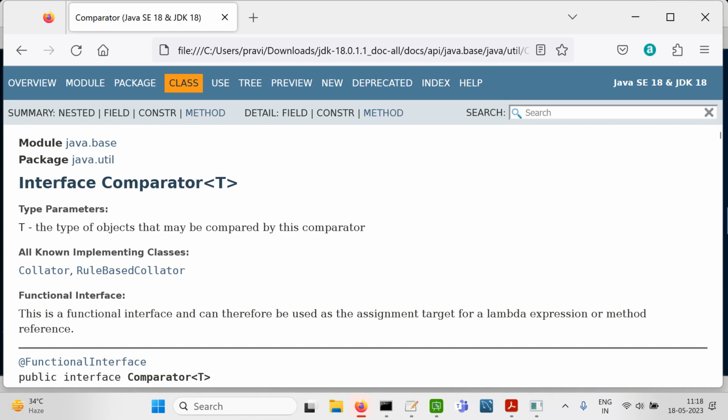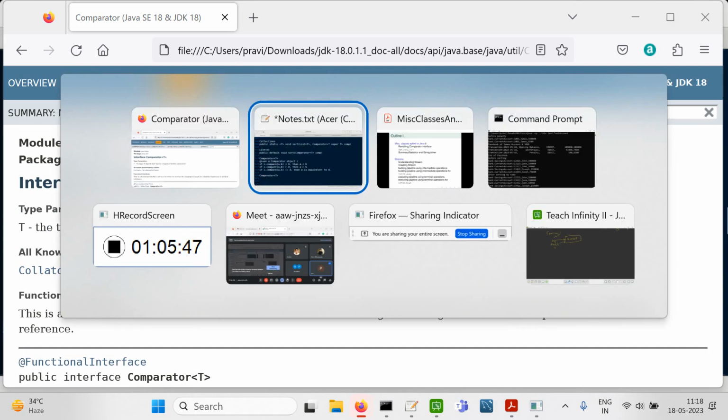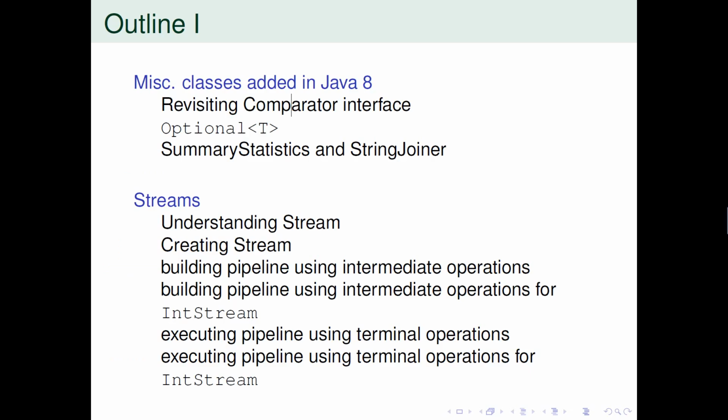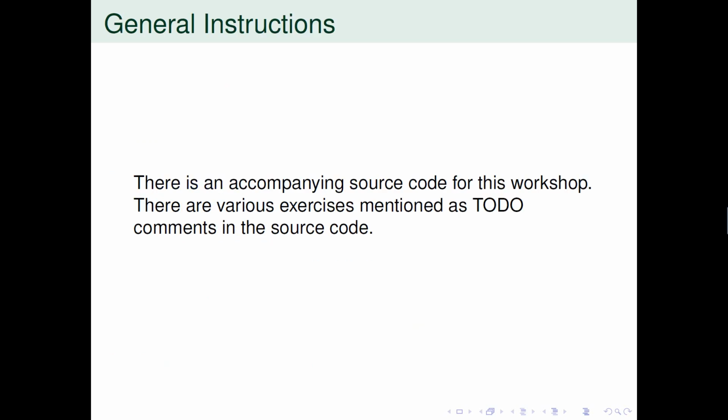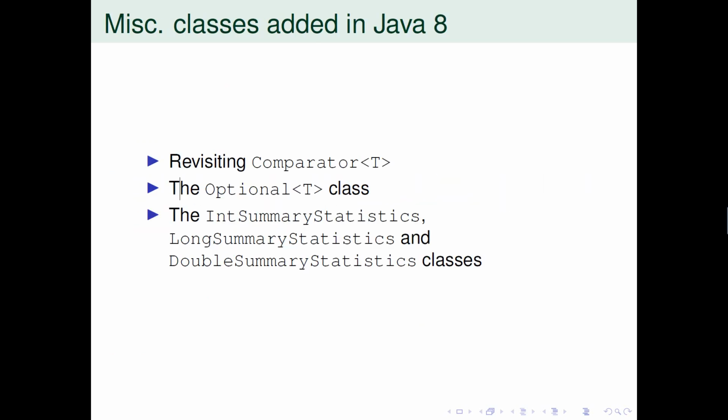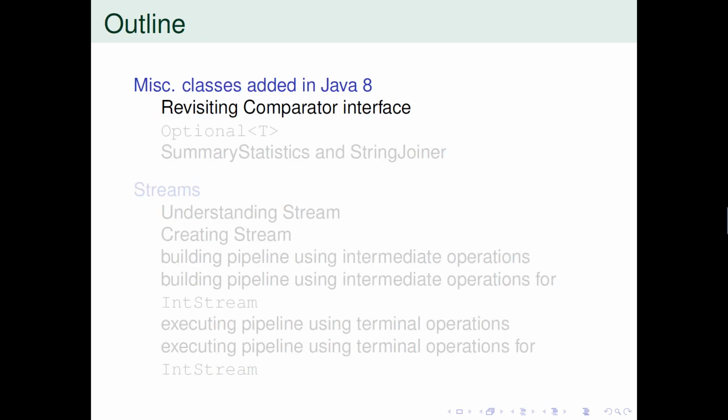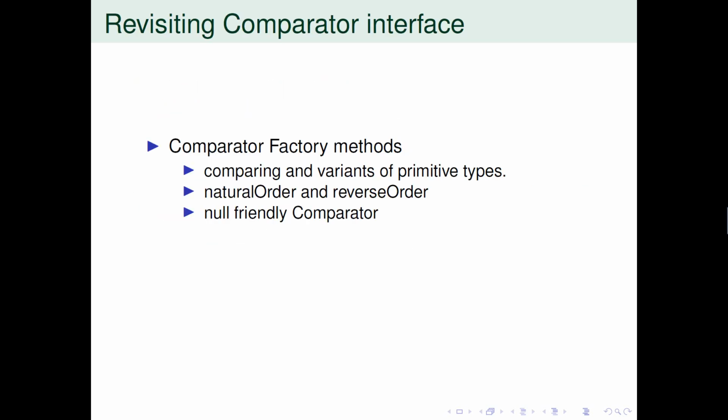I think I'll start with the presentation slides. There are a lot of things to be done. Now these are the things which we would like to look at before we go to the streams. So here is Comparator. We have the factory methods.